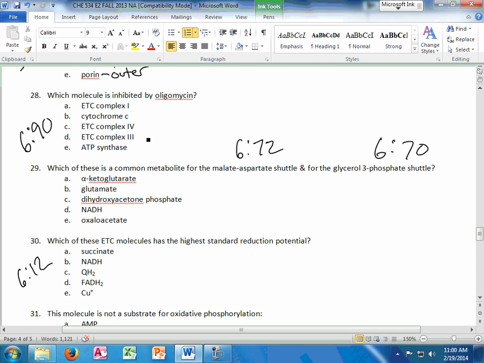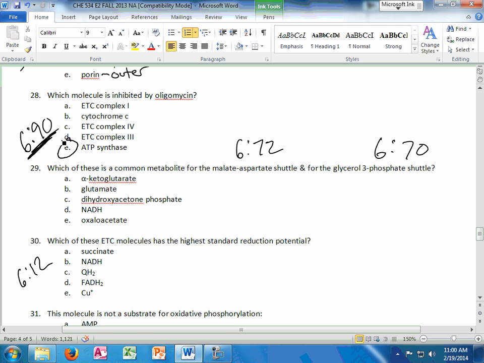So moving into Unit 6, definitely know the regulation slide. Of course, there's always going to be a question from there. So oligomycin is going to inhibit the ATP synthase.